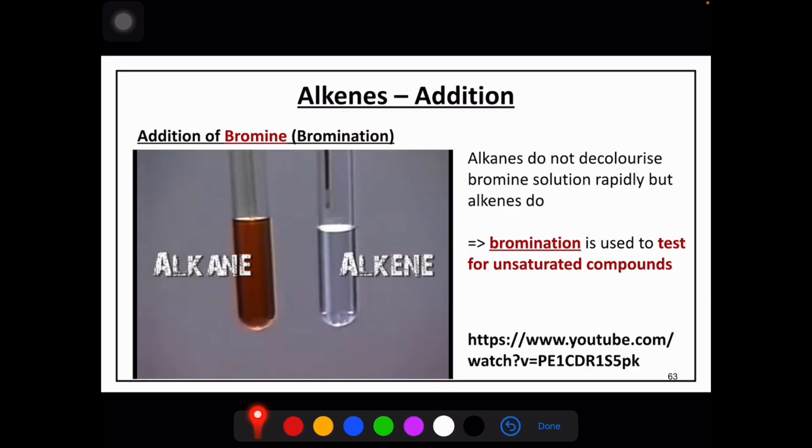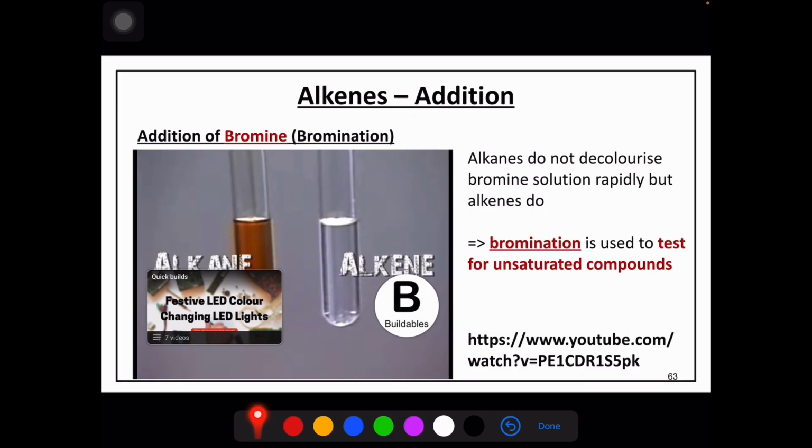Both started off as colorless. For the alkene, you realize that each time when you add in the bromine, it actually turns from reddish brown to colorless, basically it decolorizes. And this is actually a sign to tell us that the test tube on the right hand side is an alkene, because only alkenes can cause bromine solution to decolorize rapidly. Okay, and that's the idea of bromination.